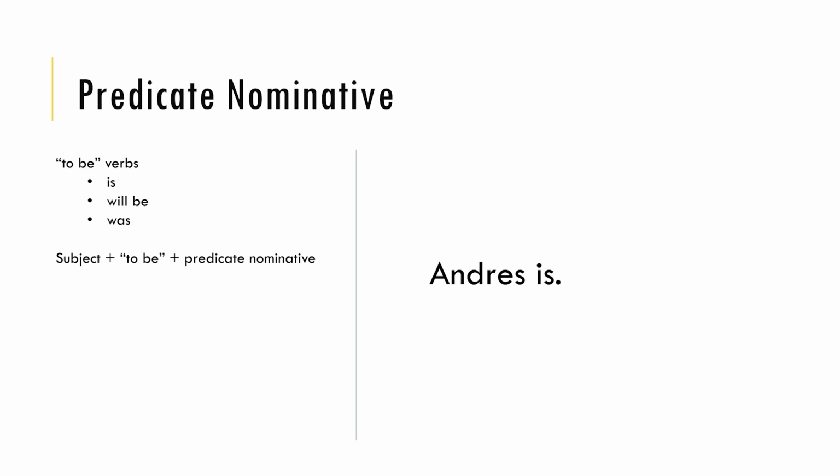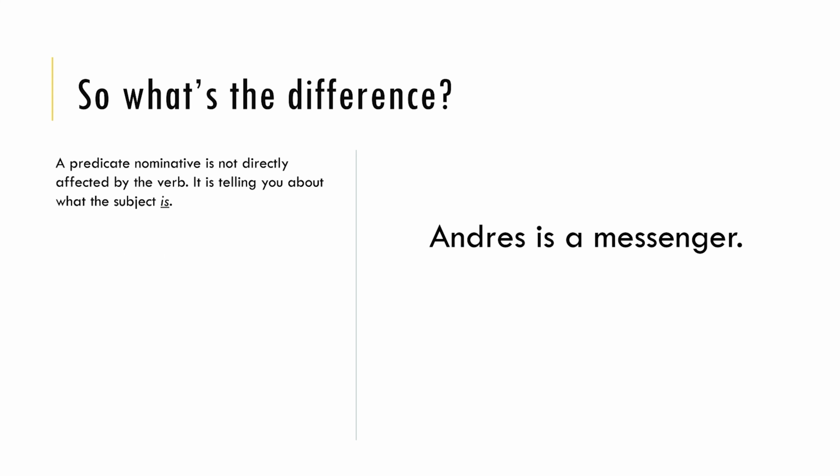So in this case, instead of Andres sent a messenger, it's Andres is a messenger. And what we're saying here is that when you have a to be word, like is, will be, was, is being, whatever, what you're essentially saying is equals, right? The subject equals the predicate nominative. And that's the difference between a predicate nominative and a direct object. A predicate nominative is not directly affected by the verb. A direct object is, right? In Andres sent a messenger, the messenger is being directly affected. The predicate nominative is not because it is attached to an is.